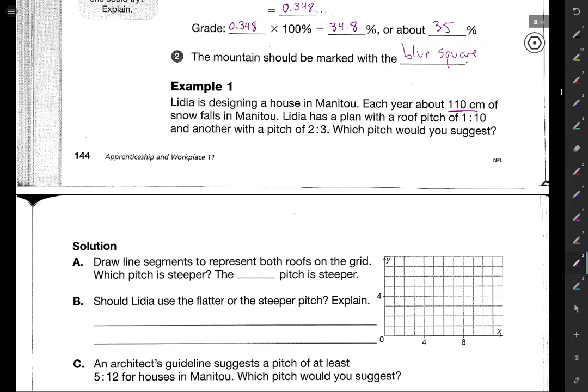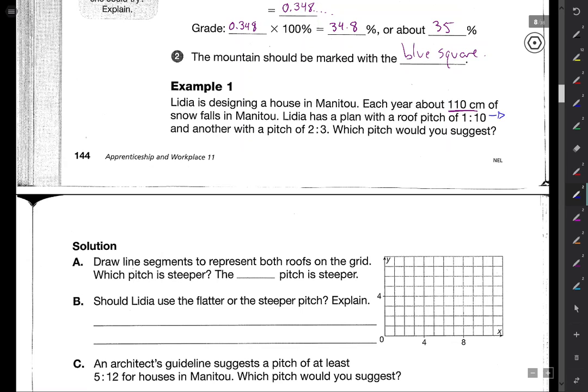So let's figure out which one of these pitches would be more ideal for the roof. Remember, with these ratios, we can write them as fractions like this. So this would be our rise over run. And this one here again would be our rise and run again.